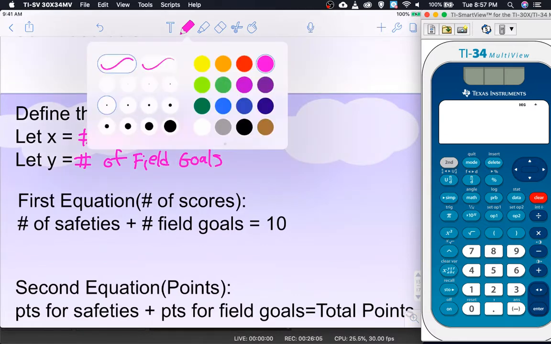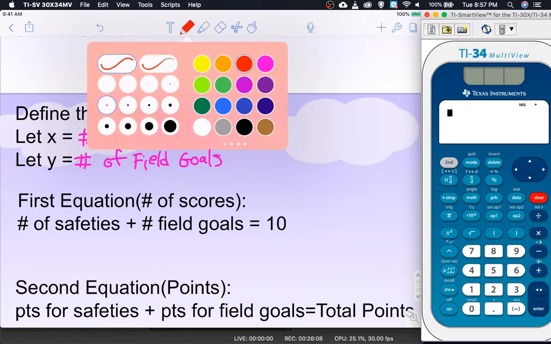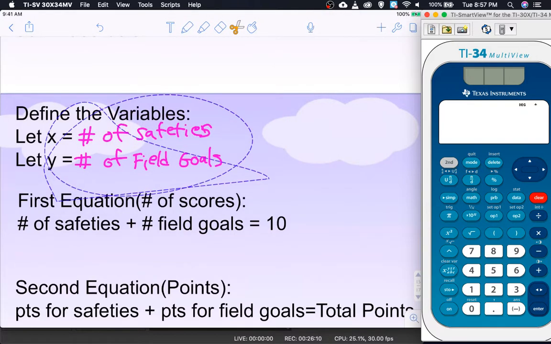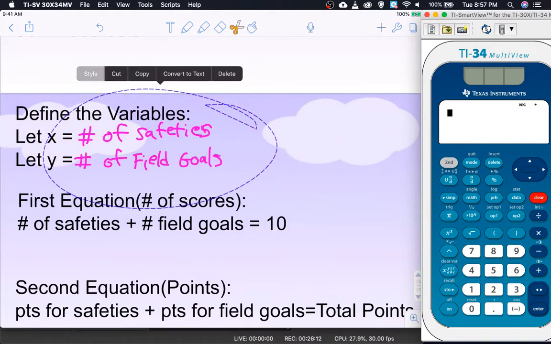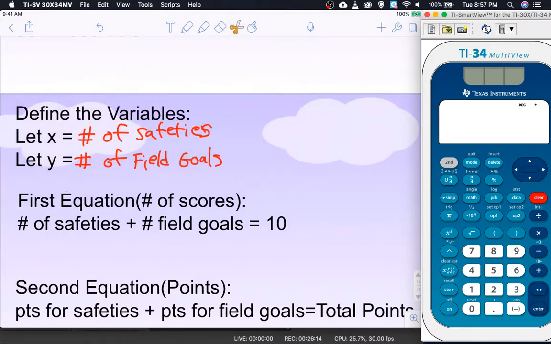And this magenta is not great for doing long problems. So I'm going to change to red. I can change all this. Style red. That's better. That's better for my eyes.